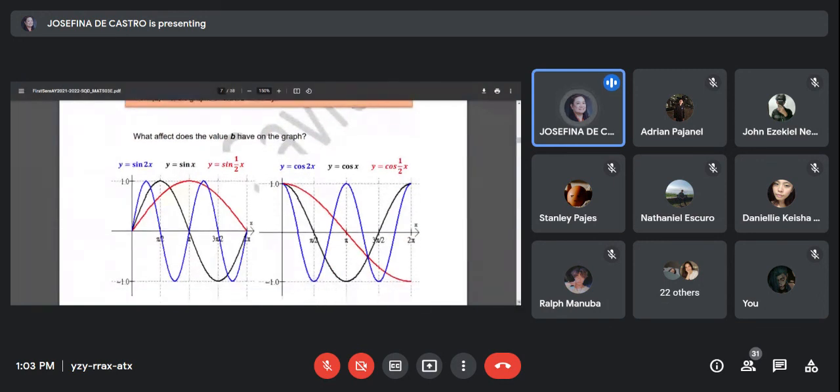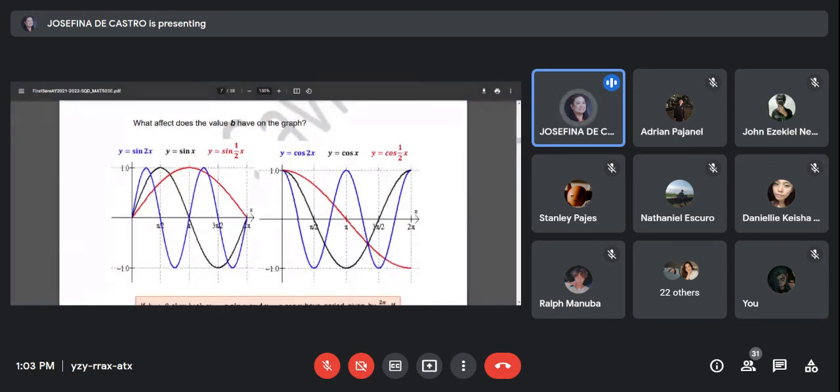Now, let's go now to B. What effect does the value B have on the graph? Identify naman natin yung B. Anong ibig sabihin sa equation? Y is equal to A sin BX. At saka Y is equal to A cosine BX. Ano ang ibig sabihin ng B doon sa equation?